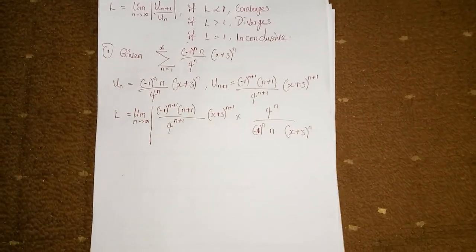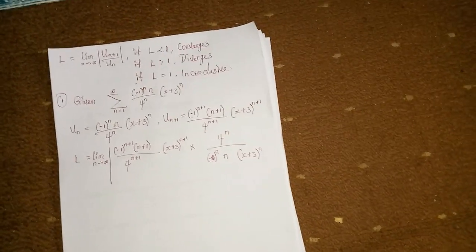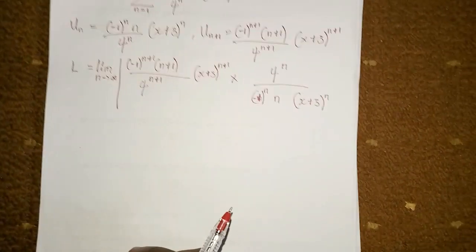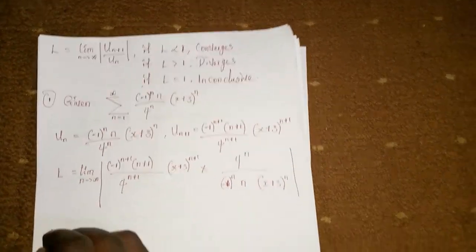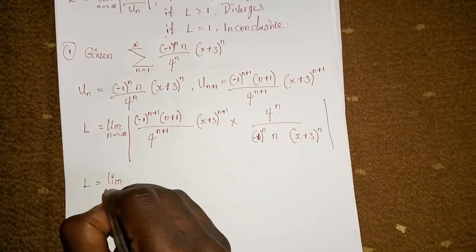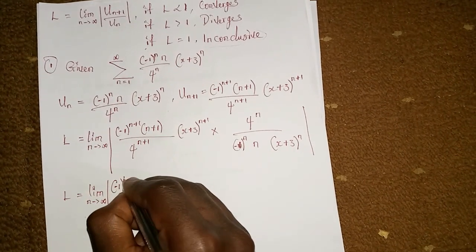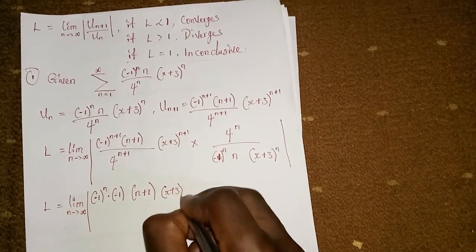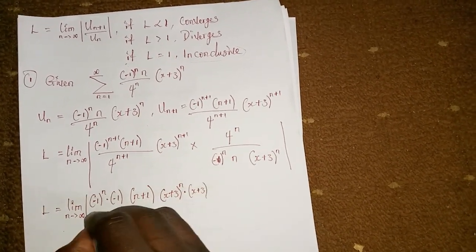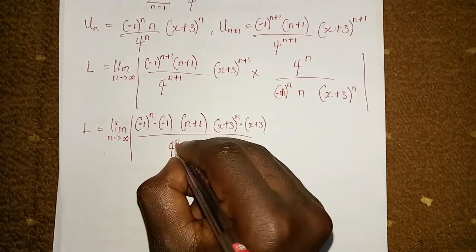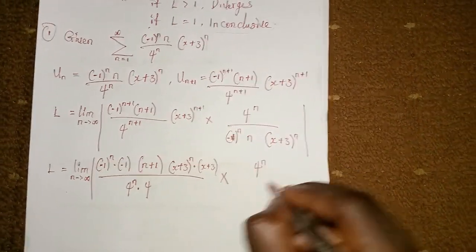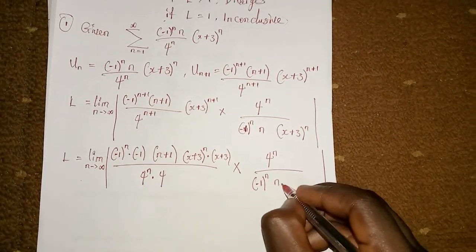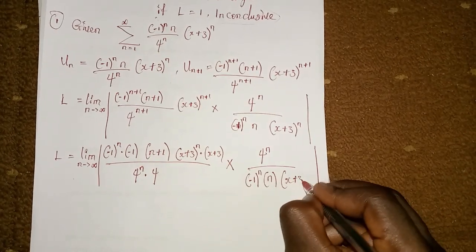Now we can see that this is very easy, as you can see. So the next thing for us to do here is that we close this absolute value. We now say L is equal to the limit as n tends to infinity of negative 1 raised to the power of n dot minus 1, and we have n plus 1. Then we have x plus 3 raised to the power of n dot x plus 3 all over 4 raised to the power of n dot 4. Now this is multiplied by 4 raised to the power of n over, we close the absolute value, then we have negative 1 raised to the power of n, then n, we put this n in the bracket and say x plus 3 raised to the power of n.